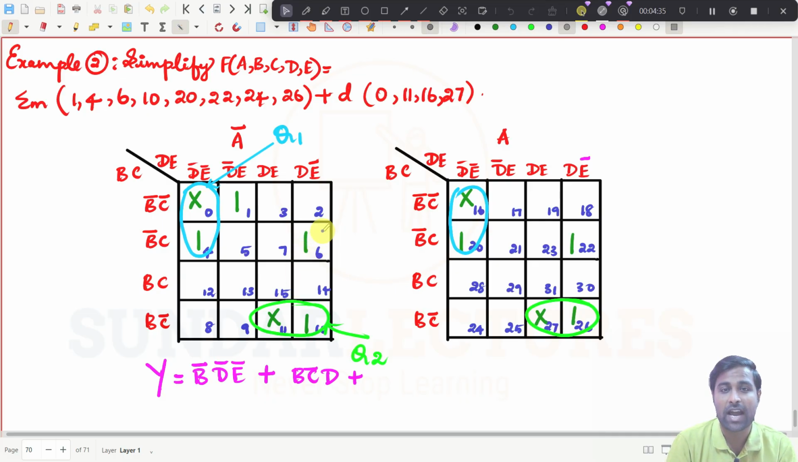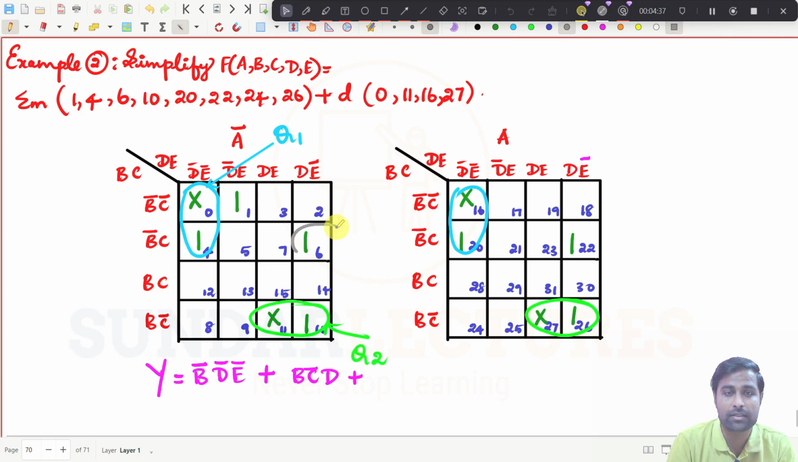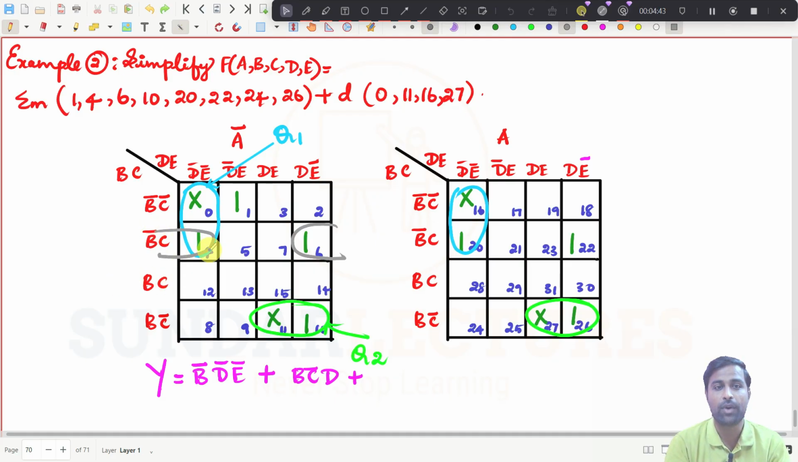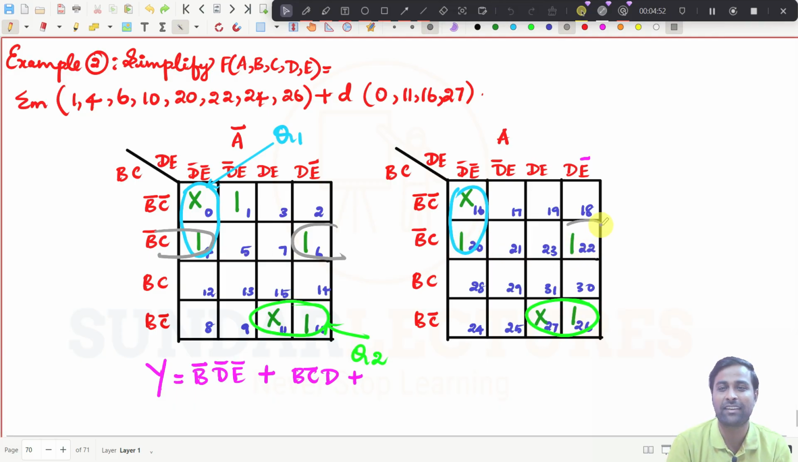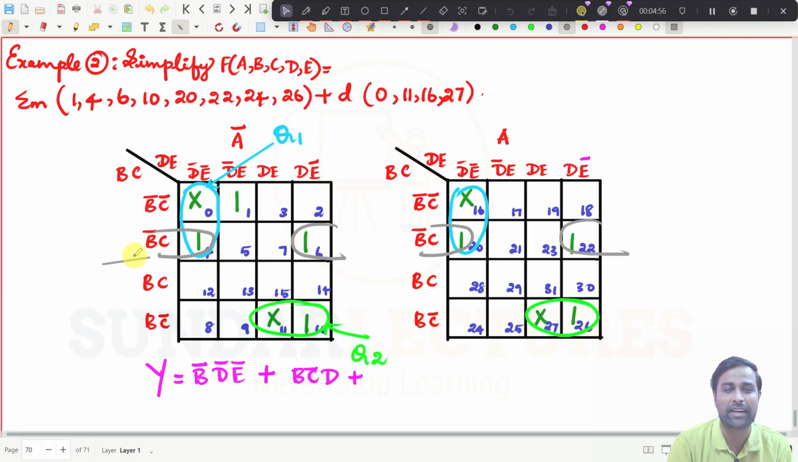I can map this and then this as a pair, and I have to check here now. If this particular cell has the same one, yes, it is having. So now again this is a quad. Try to understand. This is quad number 3. So how can I write the expression?